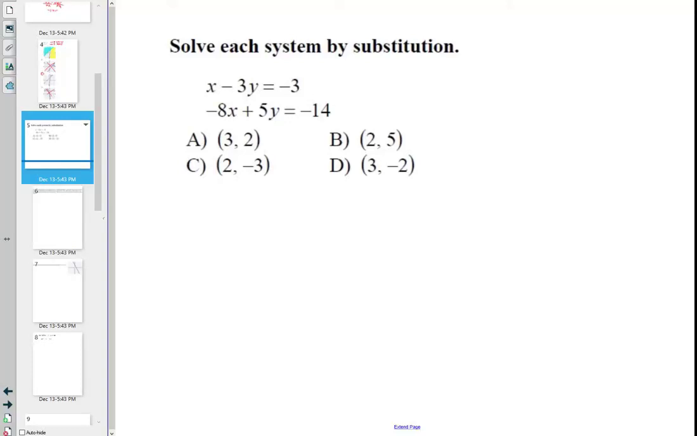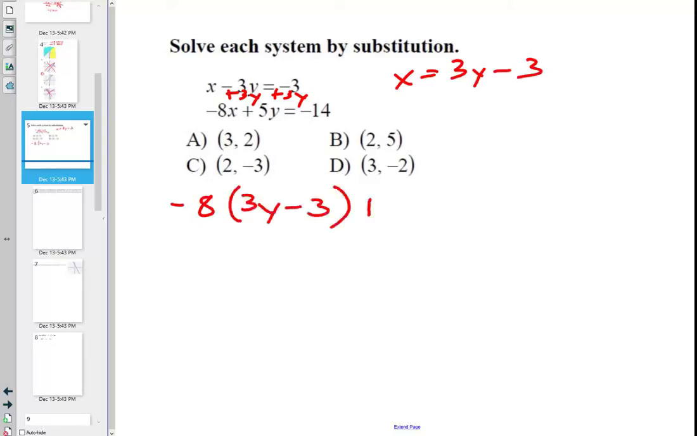What would be the best variable to probably solve for here? Variable, letter. Okay, but which x? I see two different x's. Which x? The top x, because that one has a 1 in front. So I'm going to go plus 3y and plus 3y. So I get that the top x is equal to 3y minus 3. So now I can substitute and say negative 8, not times x, times 3y minus 3, plus 5y is equal to negative 14. How has substitution helped me? What have I accomplished due to the fact that I substituted? Now there's only one variable, so I can solve.